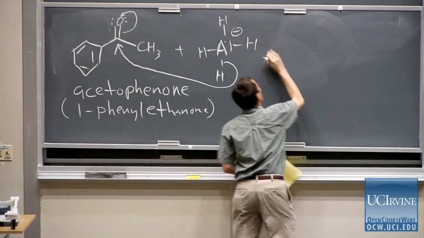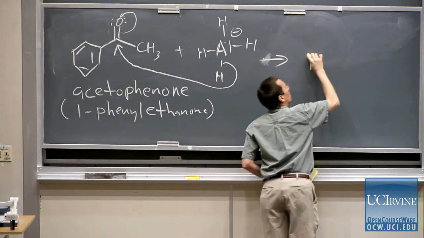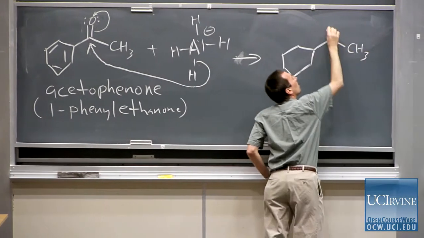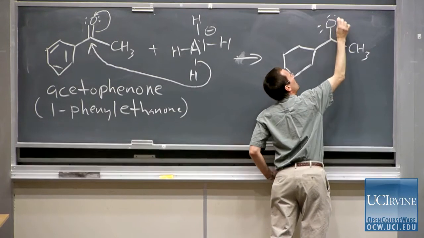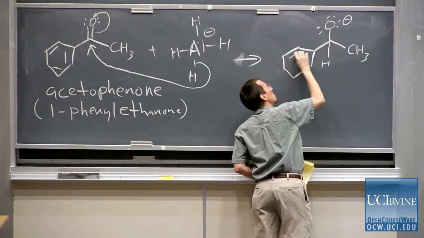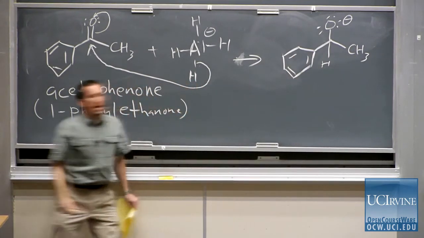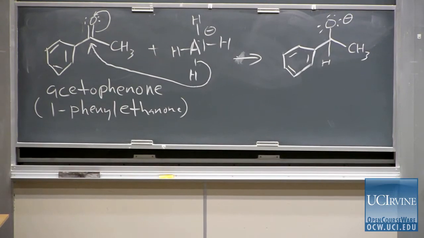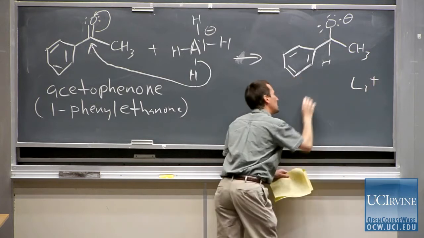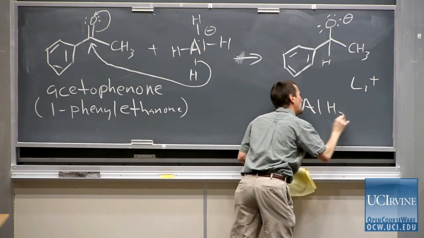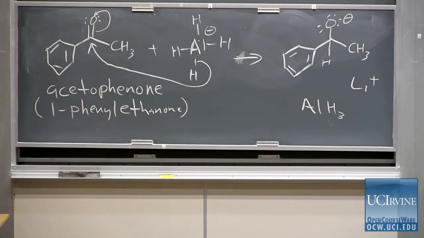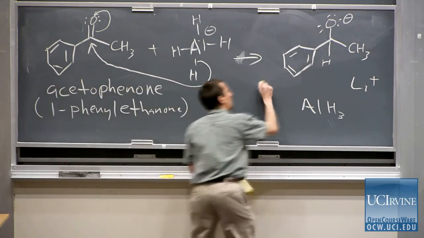And so when all is said and done, we end up with the alkoxide anion. And for now, at least, I will be good at drawing in my hydrogen. And in addition to this, we have a lithium cation. And in addition to this, we have AlH3. And that's where I'm going to stop at this point, at the alkoxide anion.